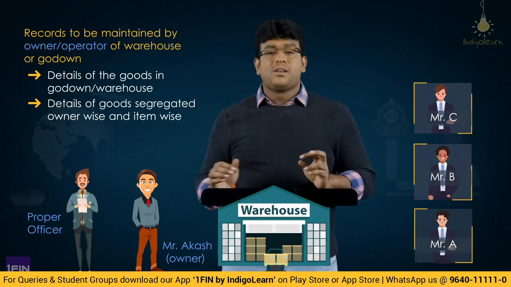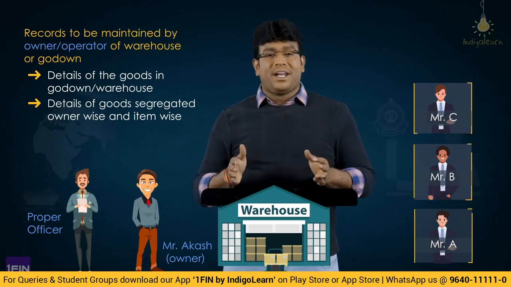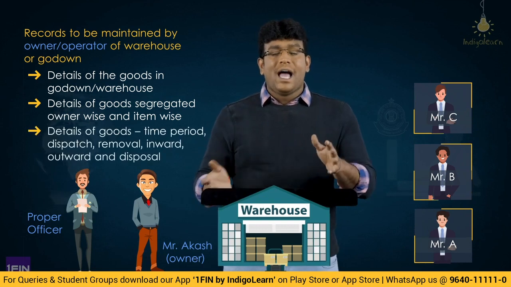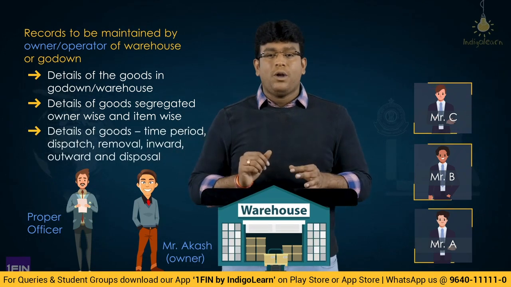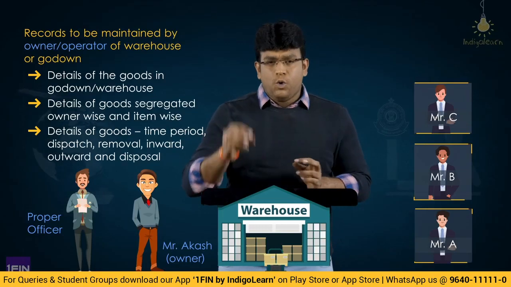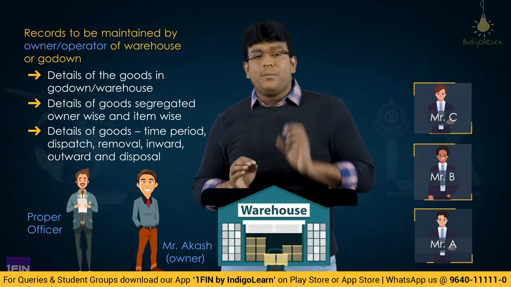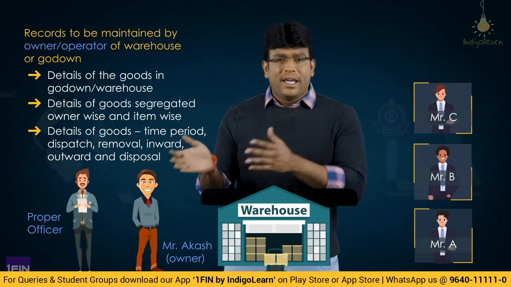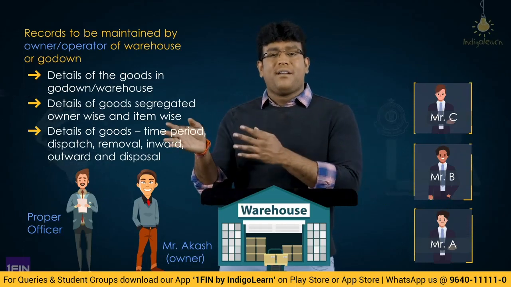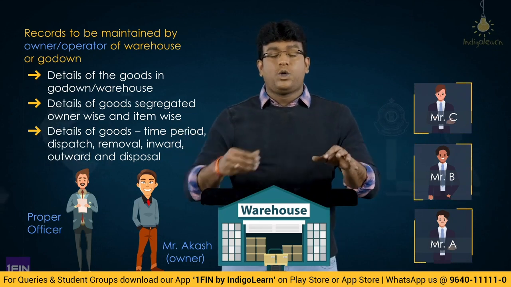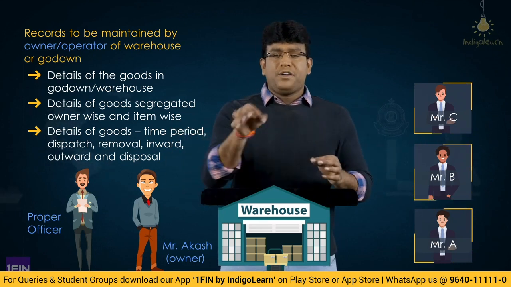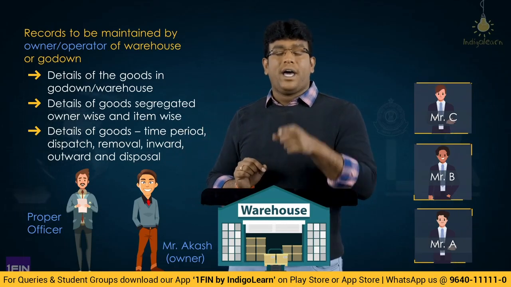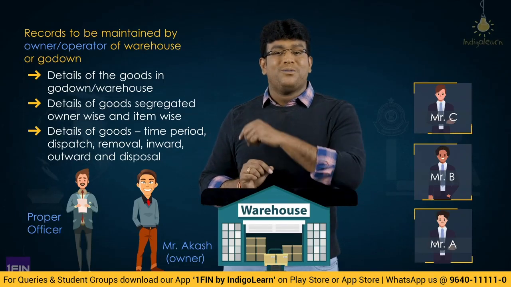It is also the responsibility of the owner or operator of the warehouse to ensure that he maintains proper details related to the goods, as to how long the goods have been lying in the godown, the period for which the goods are there in that warehouse, and he should also maintain the records related to the dispatch, removal, and bringing of the goods, when the goods have come, when goods have left the godown, and also the details related to disposal of the goods. So every movement of the goods should be tracked and recorded by the owner or operator of the warehouse or godown.